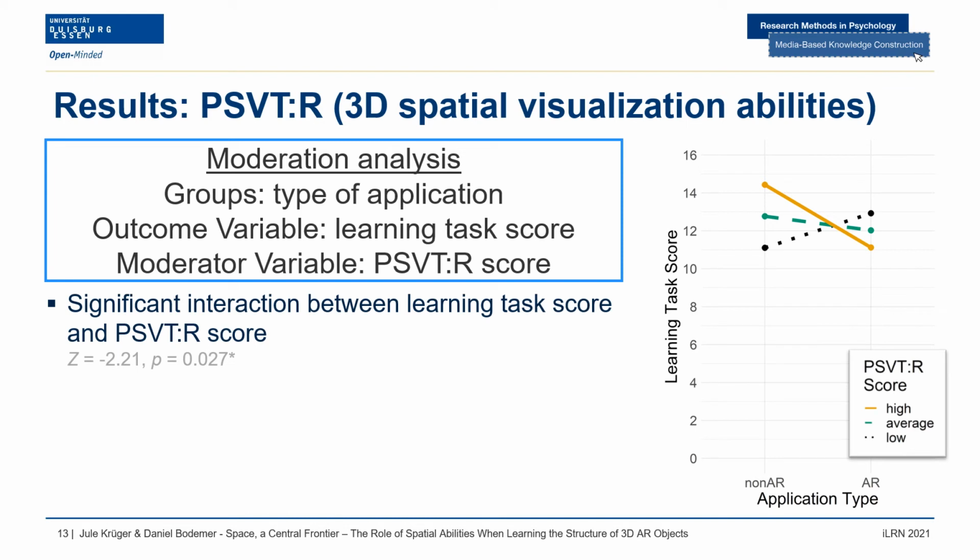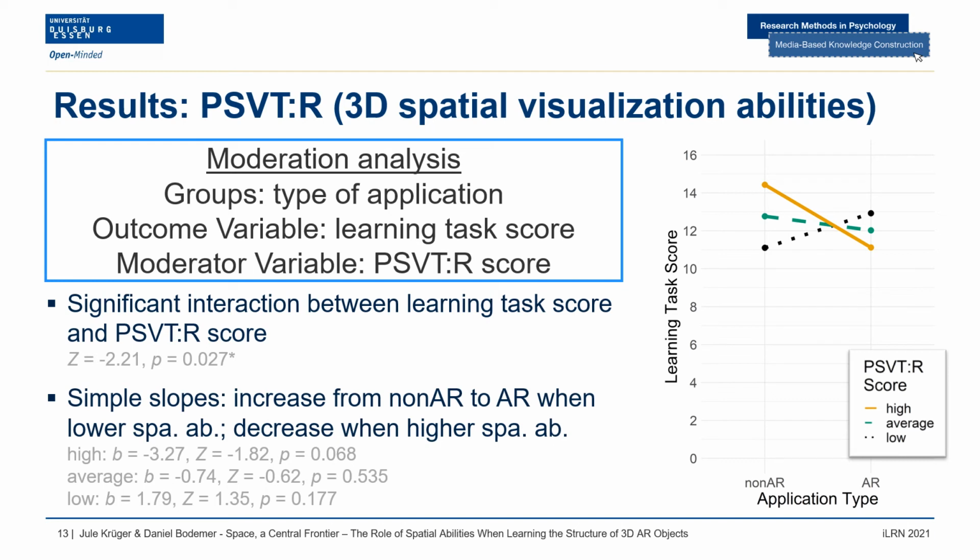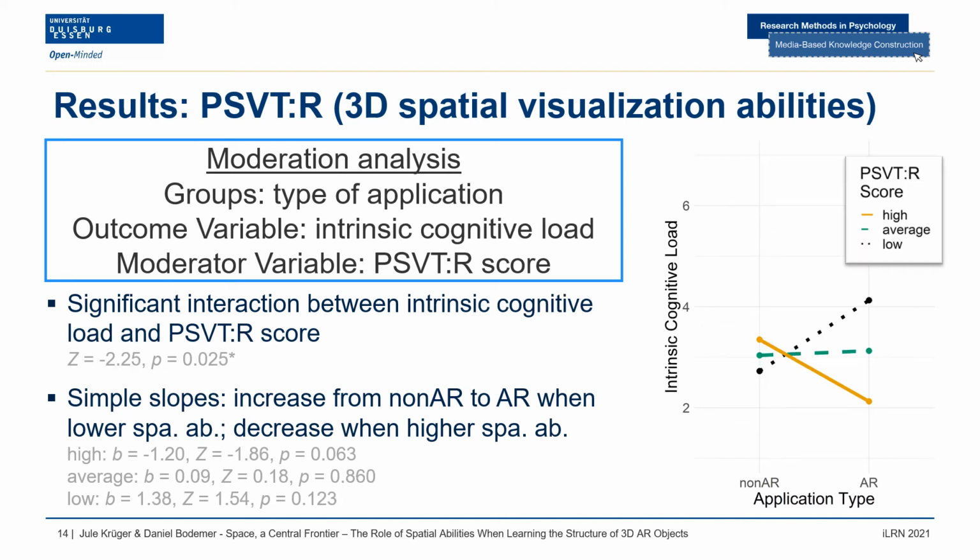In the figure you can see the simple slopes with the yellow dashed and dotted lines representing high, average and low spatial abilities. We found that learners with lower 3D spatial visualization abilities profited from the AR visualization concerning learning task score, while learners with higher abilities did not. To get a more complete picture, we looked at the data from the different questionnaires and found the same pattern of this interaction concerning intrinsic cognitive load, thus showing an increase of this variable for lower but a decrease for higher abilities learners.